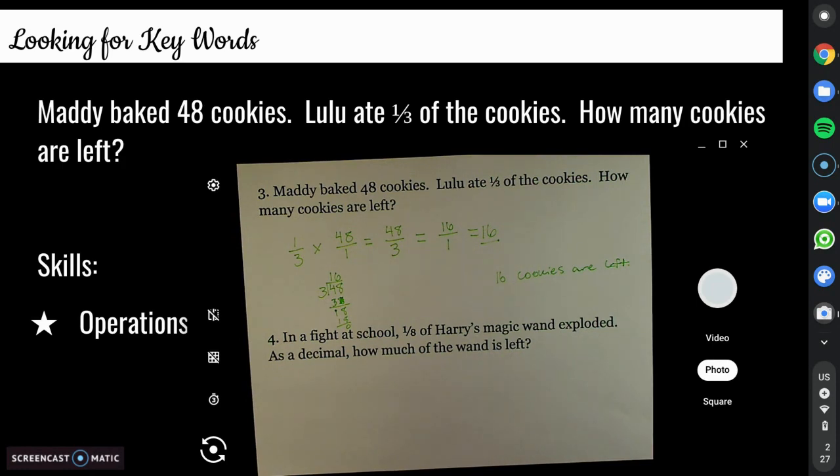Alrighty. The next one is a little bit trickier. Okay, but I think you can do it on your own. Let's read. In a fight at school, 1/8 of Harry's magic wand exploded. As a decimal, how much of the wand is left? Okay, I want you to go ahead and try this problem. Ready, go.